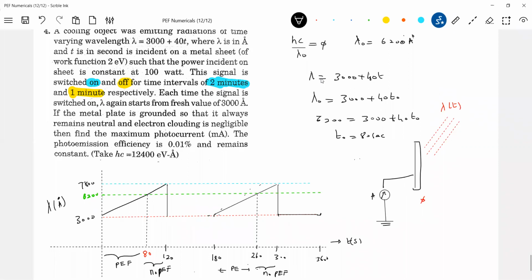So first, what will happen? The electrons will be ejected, no? And the plate will acquire positive charge. The electrons from the earth will flow and keep it neutral, with no clouding. In fact, zero kinetic energy electrons also will be ejected, but it says no clouding, so neglect that. Electron clouding practically will occur, but we are neglecting that. Photocurrent is asked, the maximum photocurrent.